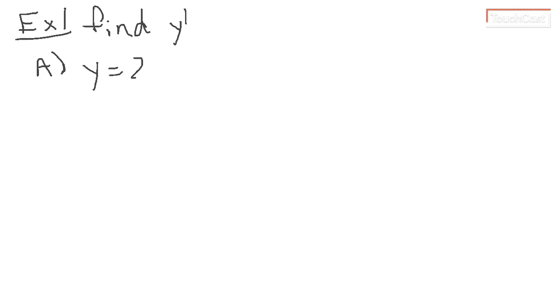So our first example, we'll call this example 1. We're going to find y prime for the following functions. Really, we're just going to find the derivative. So the first one we're going to look at, we're going to have the function y equals 2. Well, based on the constant rule, y prime of a constant number, which 2 is a constant, the derivative of this function is just 0. And then we're done.